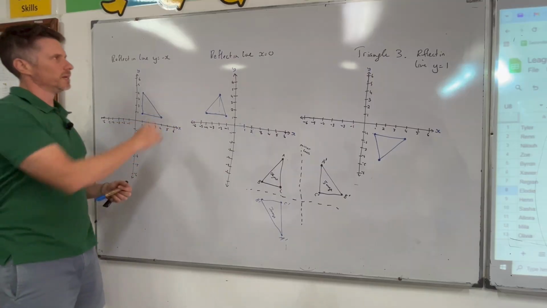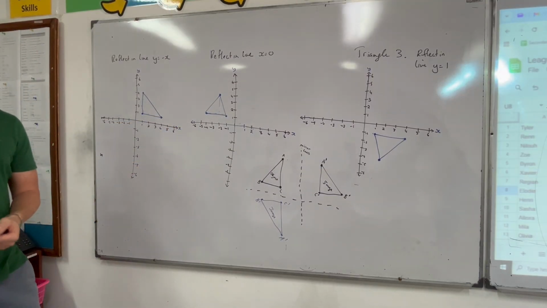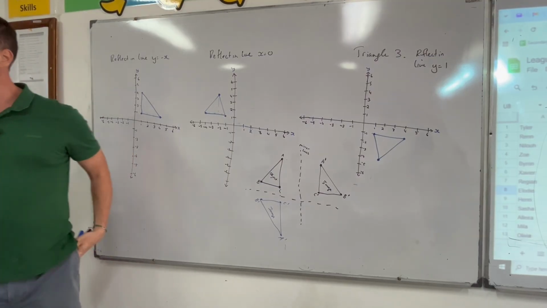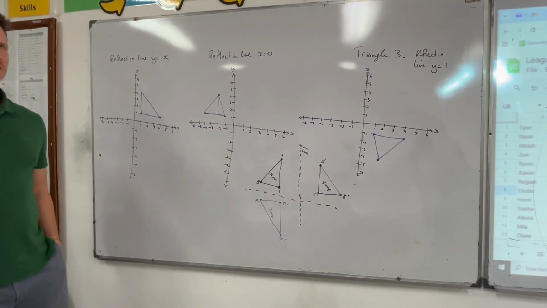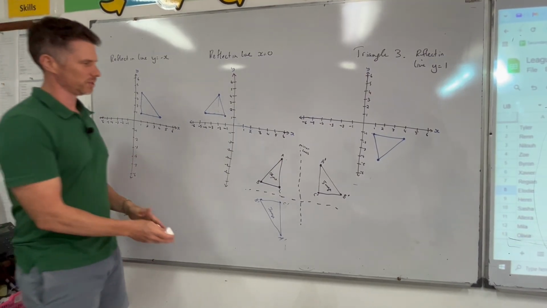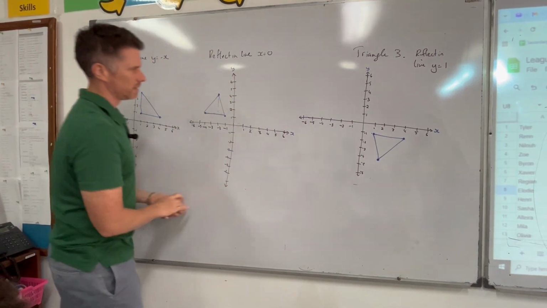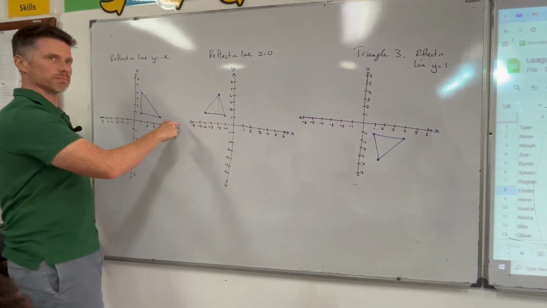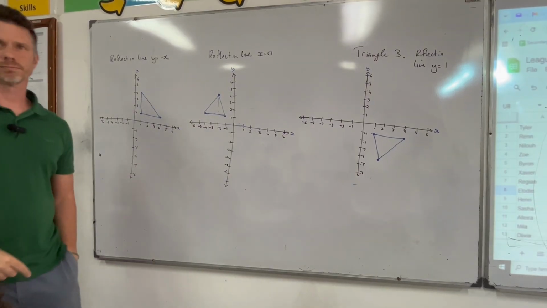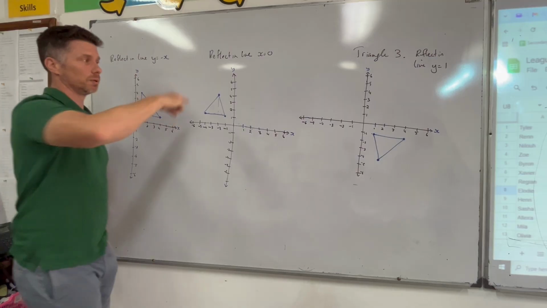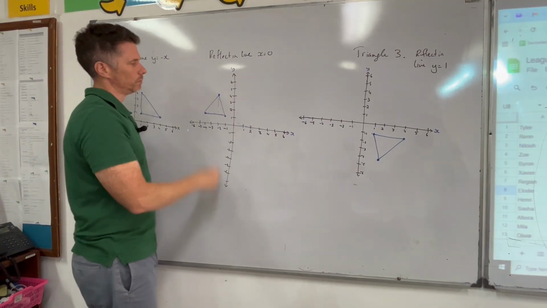Let's start with the one in the middle. Reflecting in the line x equal to 0. If I draw this mirror line somewhere, where are we going to draw it? x equal to 0. Where do you think a line x equal to 0 is going to be? This line? The x-axis? Luca? Which one? Like this? No.